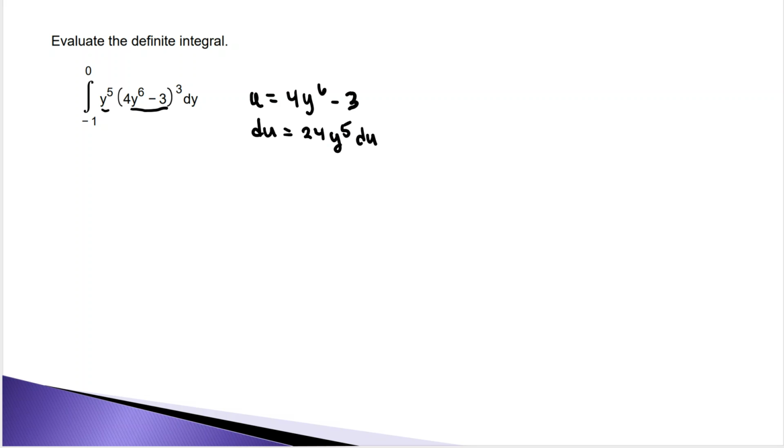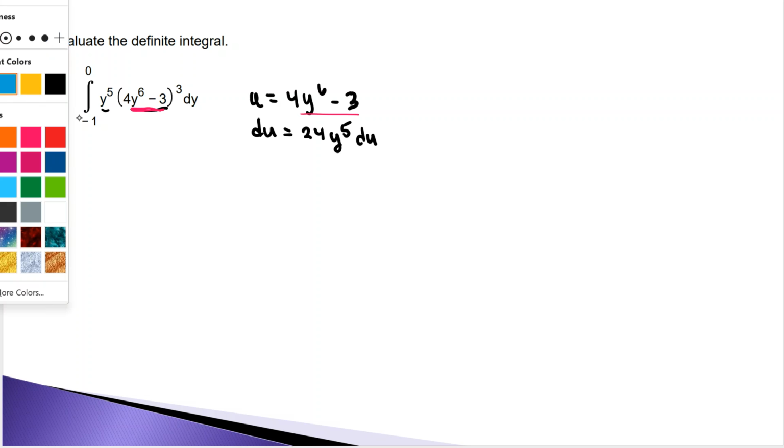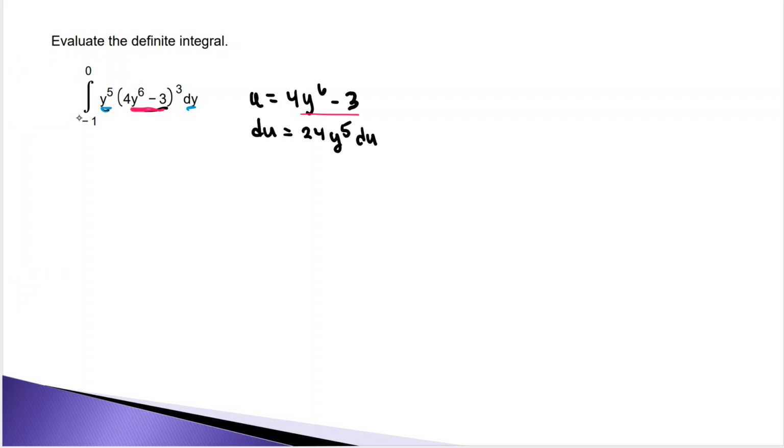And let's see, the 4y^6 minus 3 comes in for this, and then what's left over is the y^5 dy. So I'll solve this for y^5 dy, and that gives me 1 over 24 du equals y^5 dy. So that's what's going to go in for the blue pieces. So let's find that antiderivative.